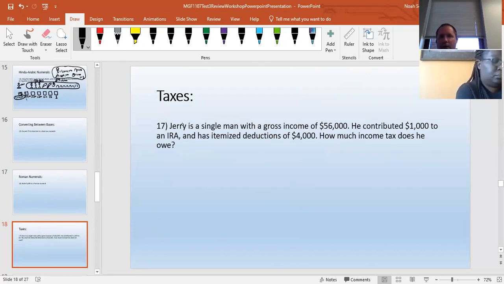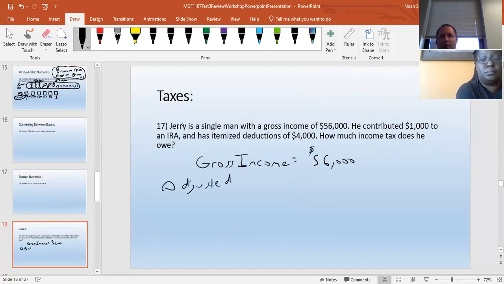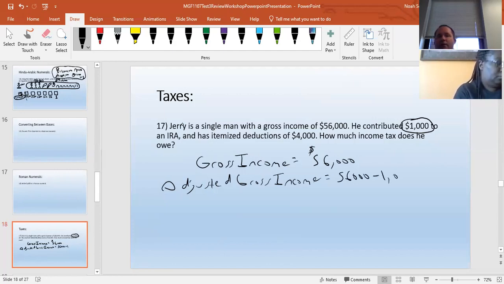In this case, our gross income is $56,000. Now then you have to get your adjusted gross income. The adjusted gross income takes your gross income and then makes adjustments to it. The only thing that's going to adjust gross income is the 1,000 being contributed to an IRA. So we take the 56,000 and subtract off the 1,000 being contributed to the IRA, which is 55,000 now, and that's the adjusted gross income.